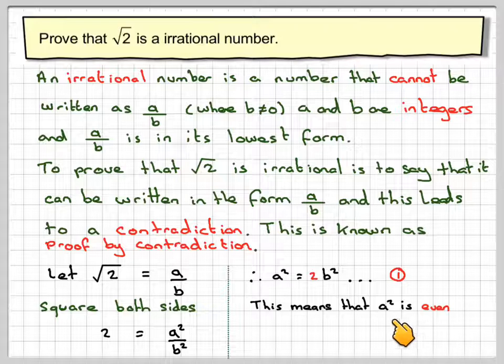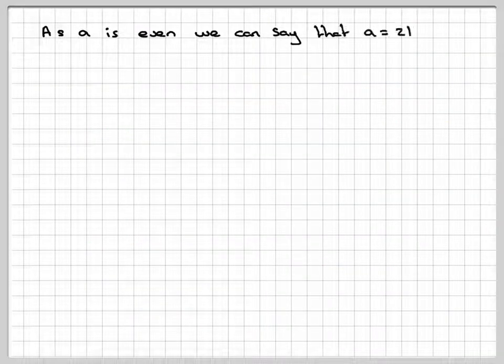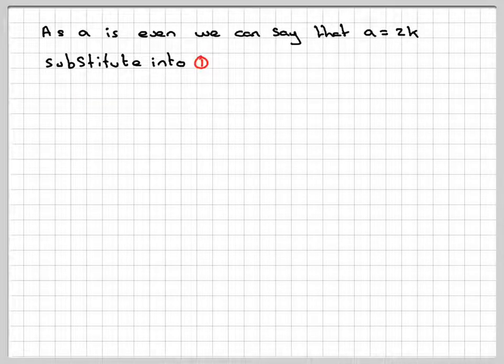Also, if you take the square root of an even number, that square root is also even, so that means that a must also be even. Now, as a is even, we can say that a is 2 times another number, k, because a is an even number. And then we substitute that into equation 1. Remember, equation 1 said that a squared was equal to 2 times b squared. So now we're going to say that a squared, which is now 2k squared, is equal to 2b squared.